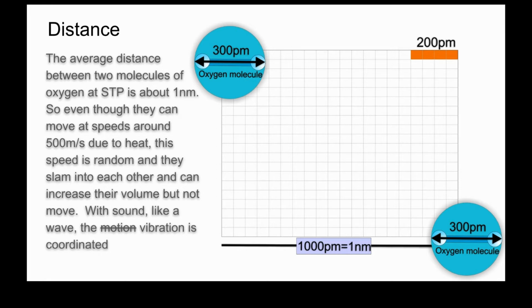Amongst the other things that confuses people is why don't hot liquids suddenly decide to move in one direction? Remember, the molecule motion is random. The average spacing between two oxygen molecules is about a billionth of a meter, a nanometer, at STP, which is standard temperature and pressure, what you're sitting at right now. So even though these oxygen molecules can move at 500 meters a second due to heat, it's a random motion. And they're not going to get very far because that's roughly the spacing between them compared to their size. There's not a lot of empty space between them, and they are immediately going to strike someone else and go ricocheting off. It would be like attempting to run through a mosh pit. You're just not going to go very far. With sound, like a wave, the motion, the vibration is coordinated, so collisions are reduced.